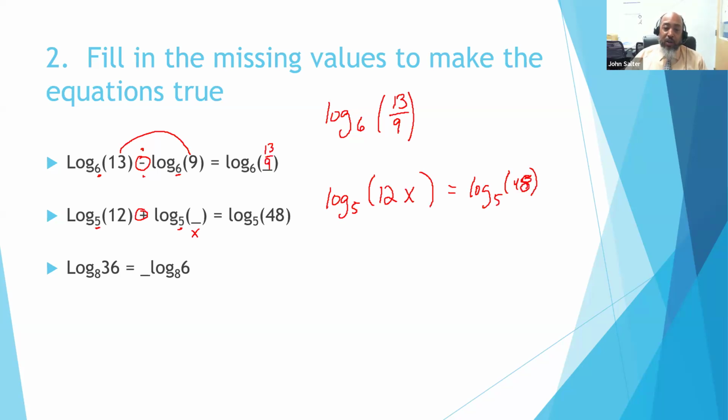Well, since the bases are the same and they're both a log equal to a log, that must mean that the arguments are the same. So 12x must equal 48. If I was to solve for x, I would divide by 12. The 12s would cancel. 48 divided by 12 tells me that x is equal to 4.